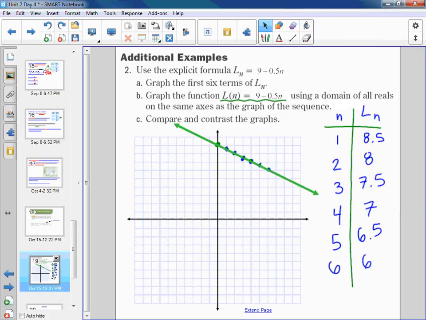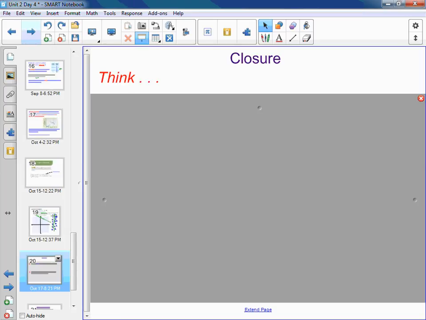David? So for a sequence, we're not taking negative numbers. Correct. The input values start at 1 and then go on counting 2, 3, 4. So we don't have negative inputs when we're dealing with a sequence, and that's another contrast. Good. Any other comparisons or contrasts you want to add? All right, let's go ahead and close it up, and then we'll get to our quiz.